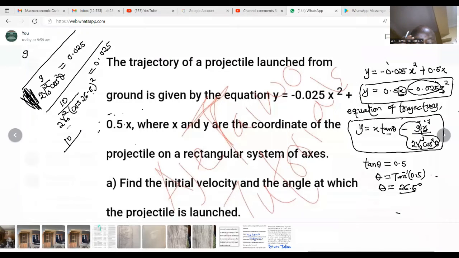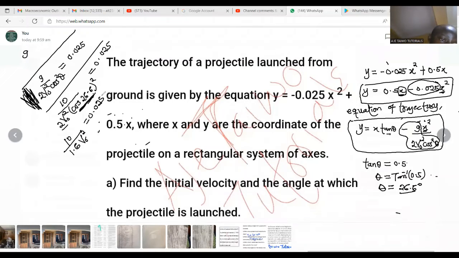Tell me what you have done. You're not hearing me. Press cos 26.6 for me. Square the answer and multiply by 2 and give me the final answer. 1.6. Yes, sir. So 1.6 v naught squared equals 0.025.